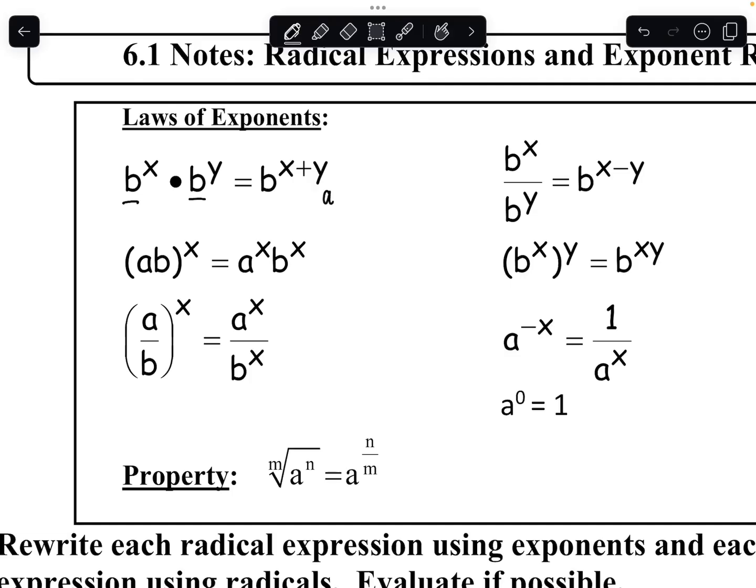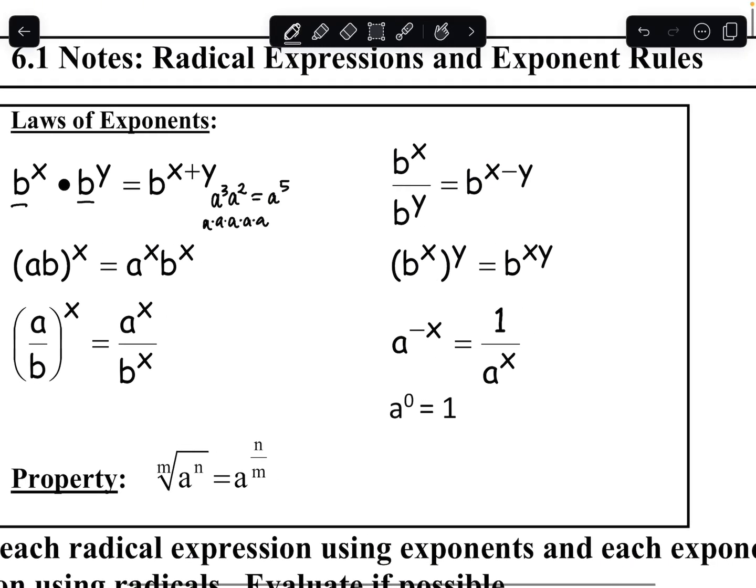And so, for example, if I had a to the third times a squared, that would give me a to the fifth. And so you can think of what this would look like expanded out. 3 copies of a times 2 more copies of a would give me a total of 5 copies of a.